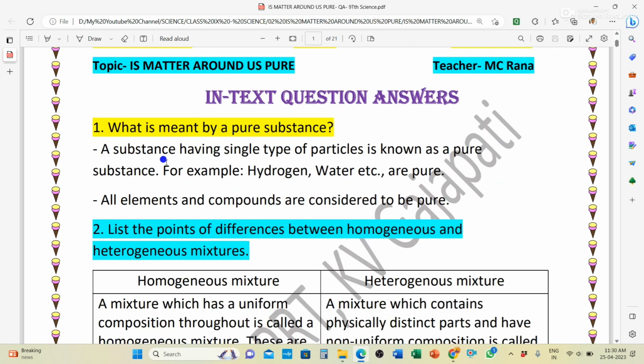First question is, what is meant by a pure substance? All of you know a substance having a single type of particles is known as a pure substance. For example, hydrogen, water, etc. are pure. All elements and compounds are considered to be pure.